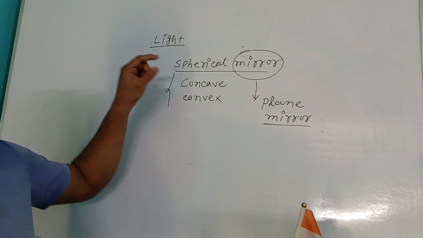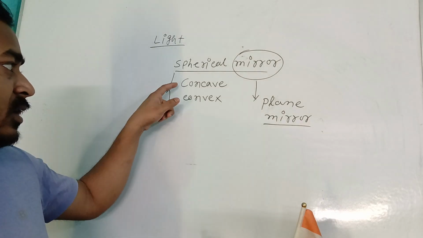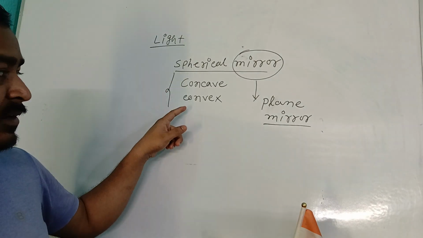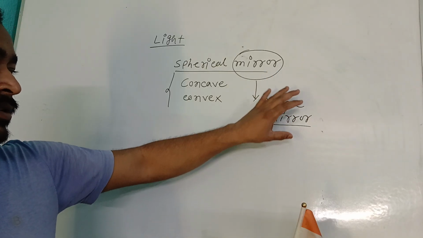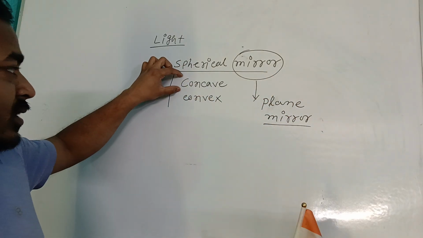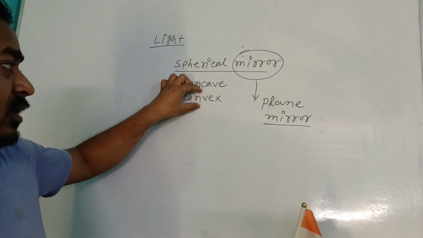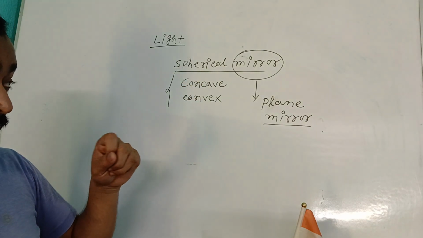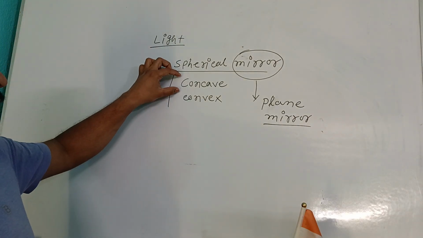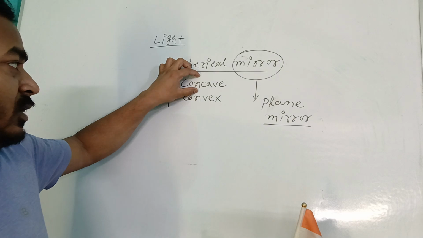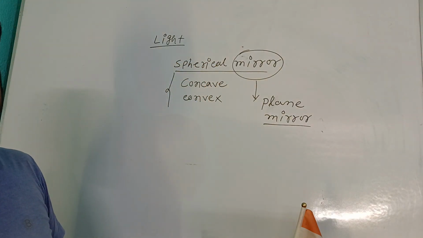For spherical mirrors, we will discuss the ray diagrams of concave and convex mirrors. The plane mirror part I will not explain today. So, ray diagrams for concave, ray diagrams for convex mirror, and the mirror formula. Today I will complete the concave part, the derivation of concave.